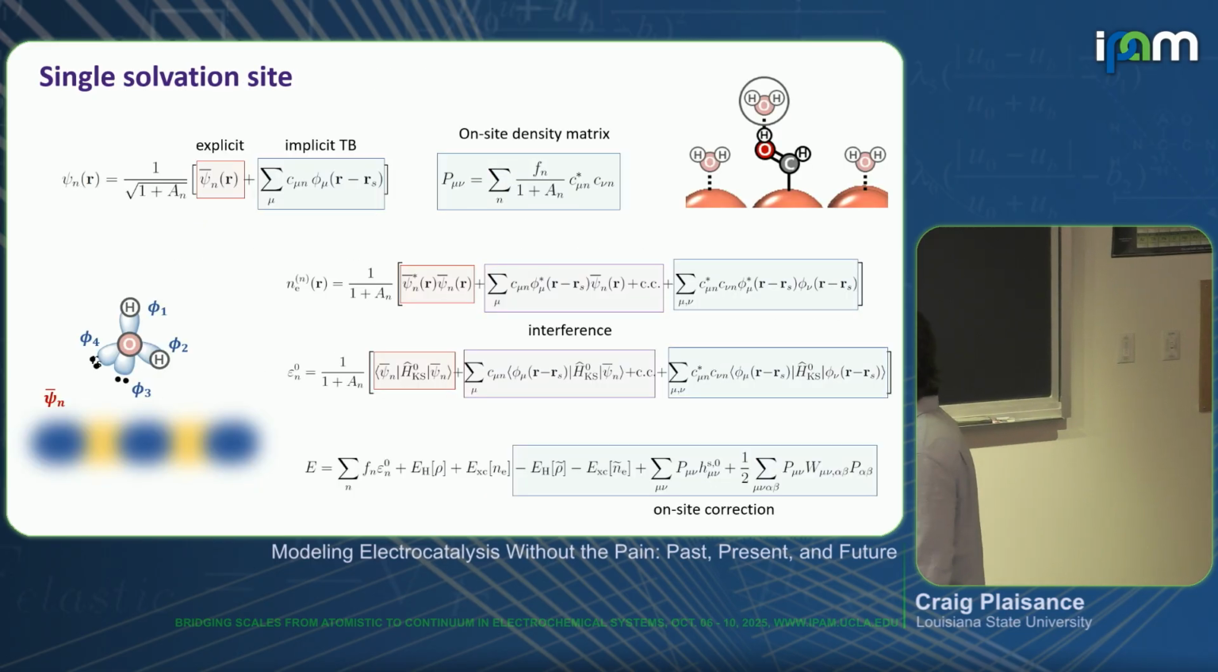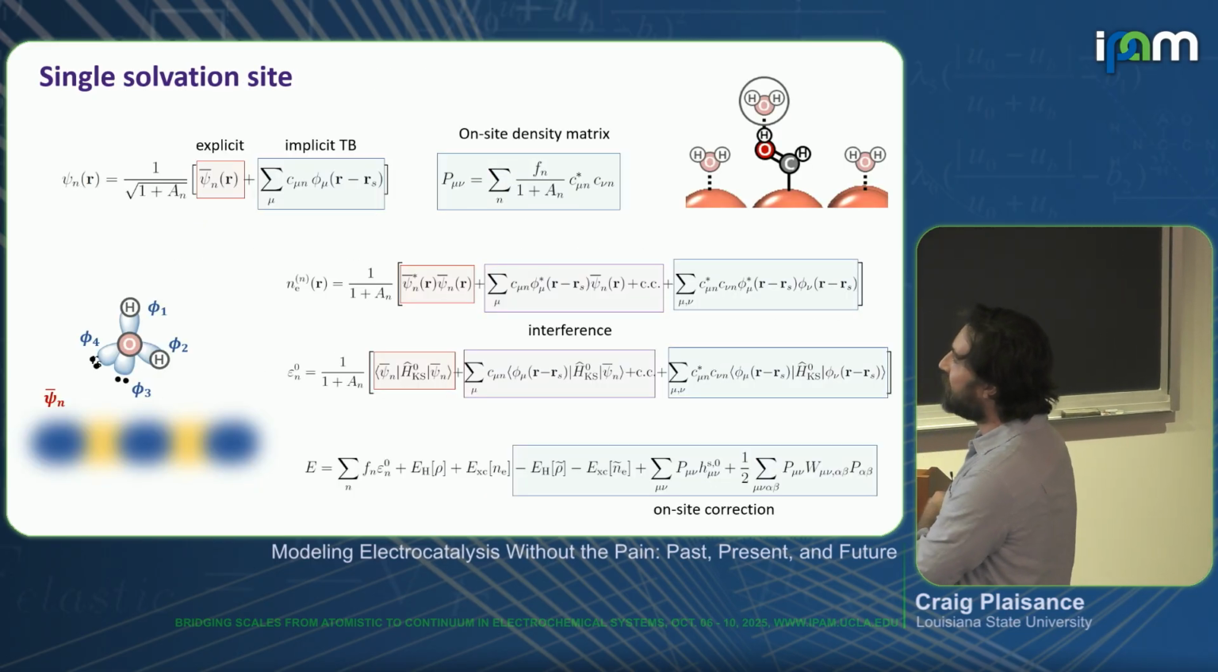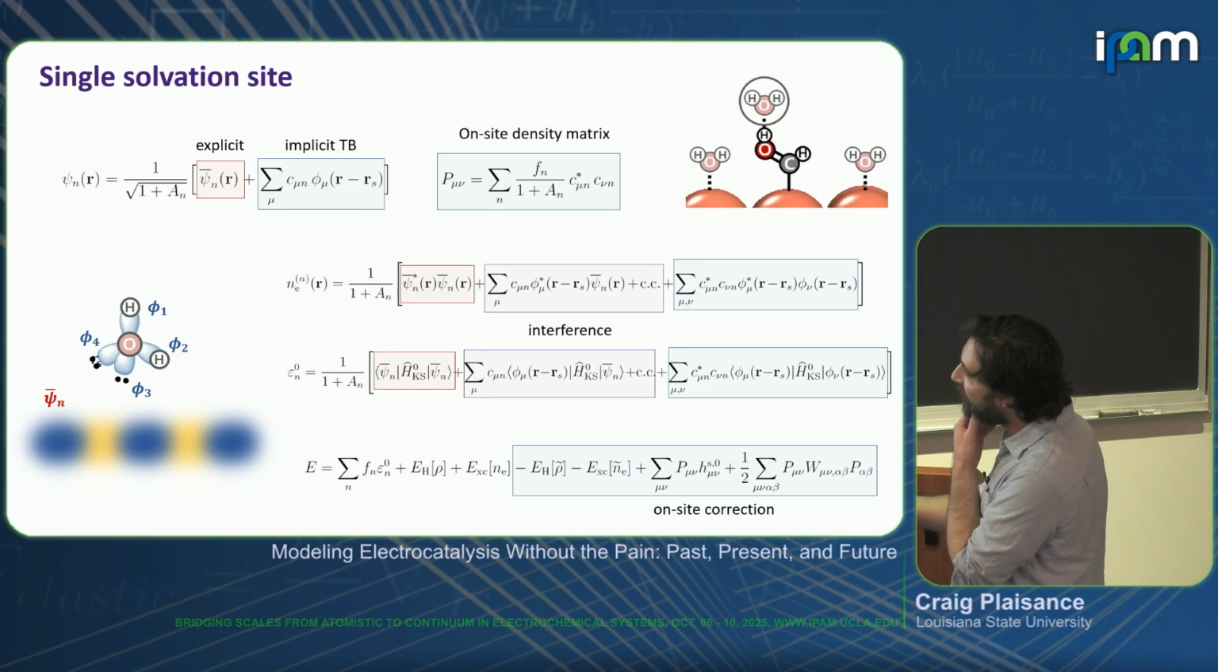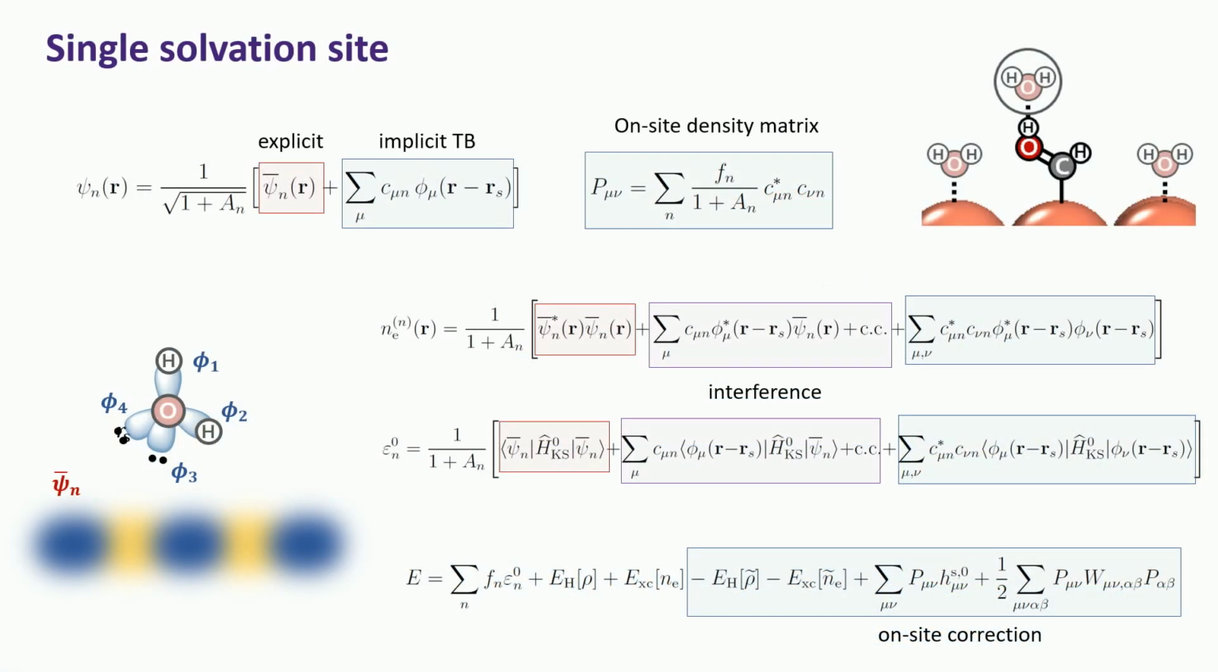Same physics. Okay, so if we have a single solvation site, we can write the wave function as a linear combination, for every band, of an explicit part and an implicit part. The explicit part is just plane waves. It's what VASP normally computes. But then we also have the implicit part that involves this tight binding expansion, where these phi's are the tight binding orbitals and the c's are the tight binding coefficients of these orbitals in each wave function.